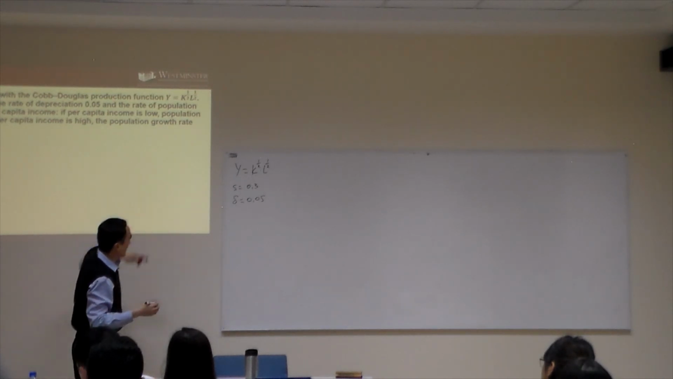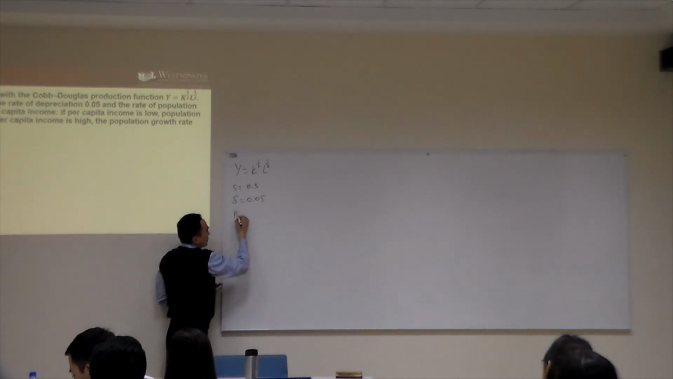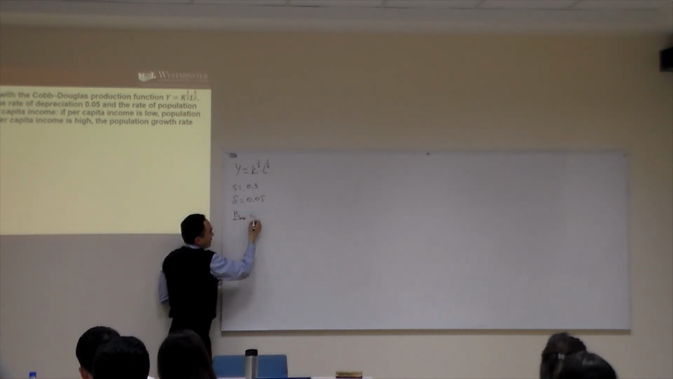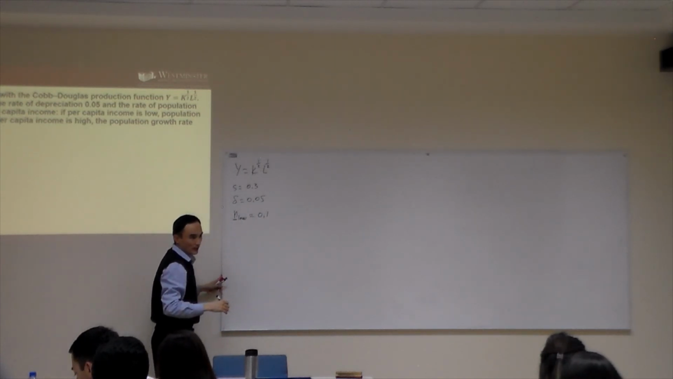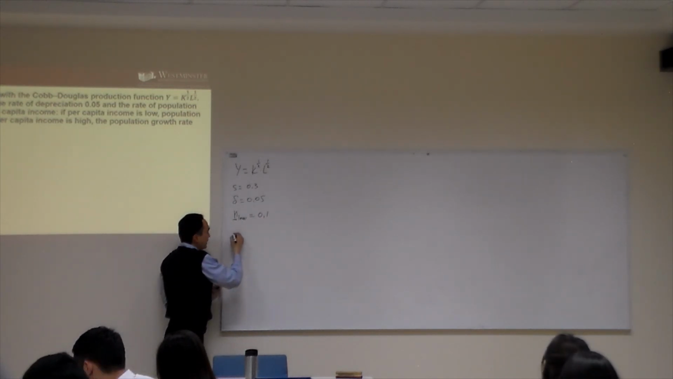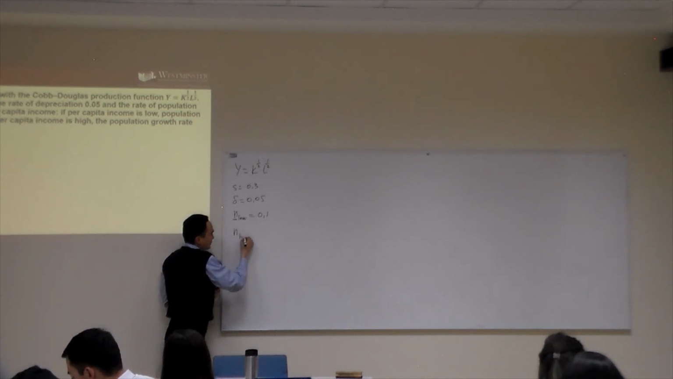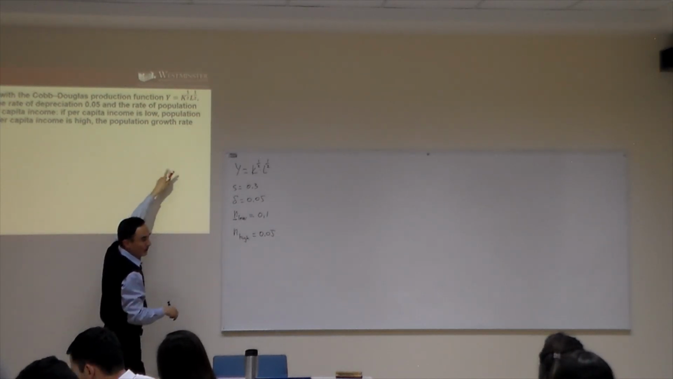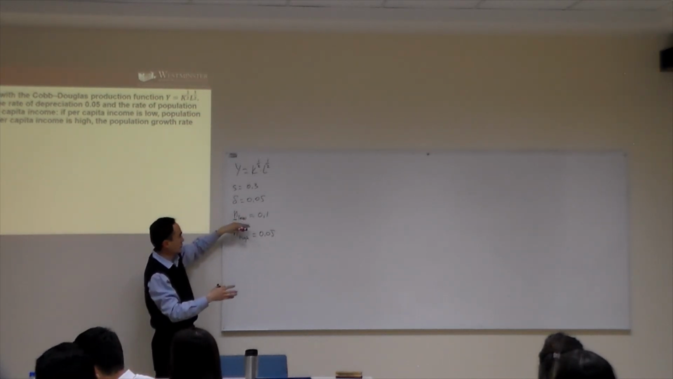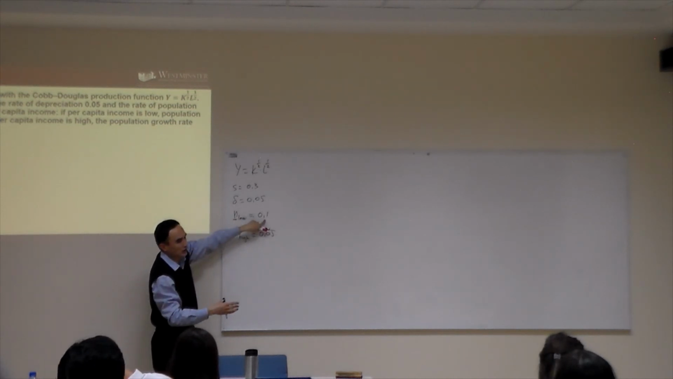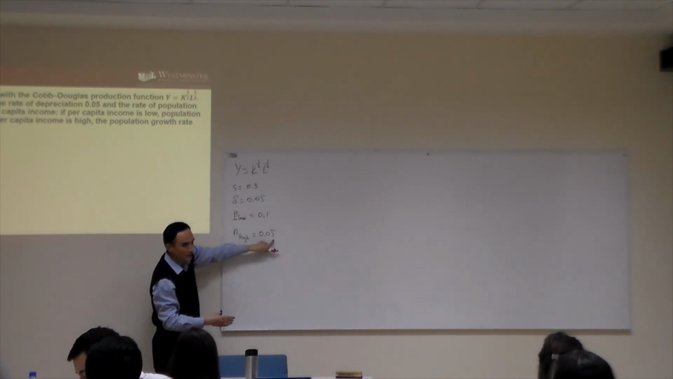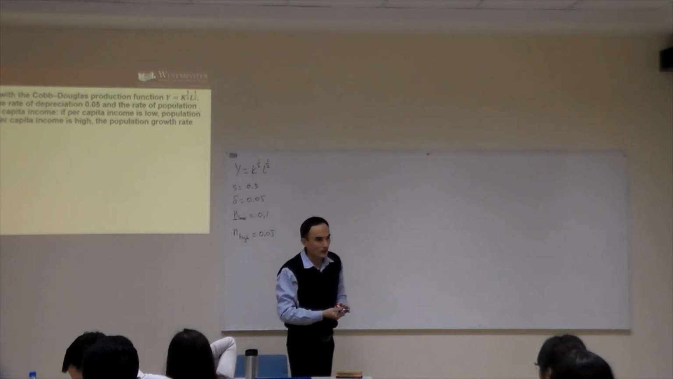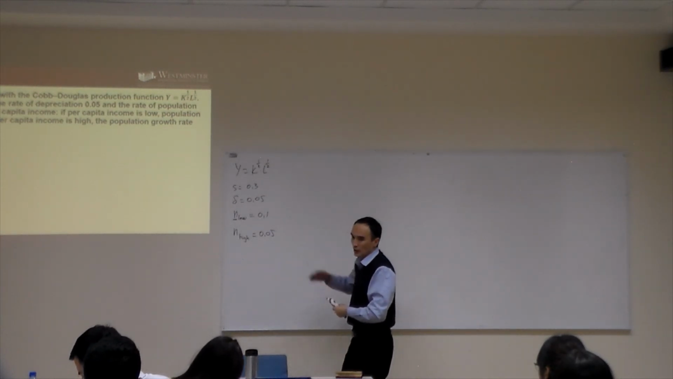Now it tells us that for countries with low income, the growth rate of population is 10%, and for countries with high income, the growth rate of population is 5%. If it's a poor country, population growth is 10%; rich economy, 5%. Is it true? Yes, it is indeed true.